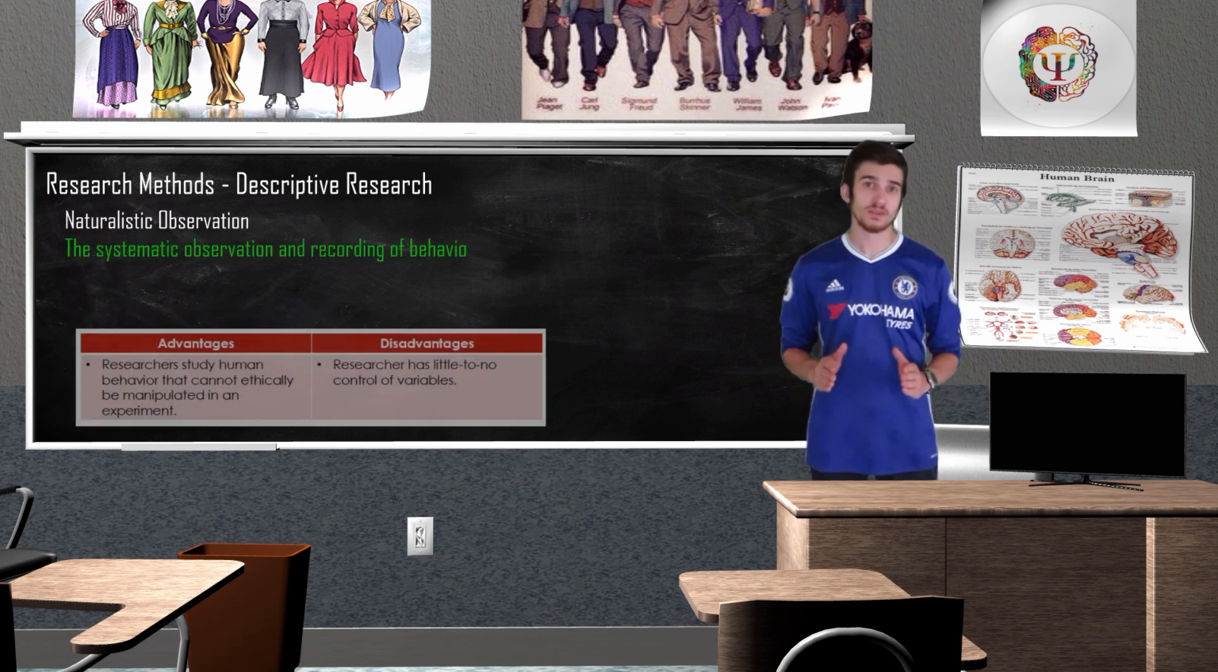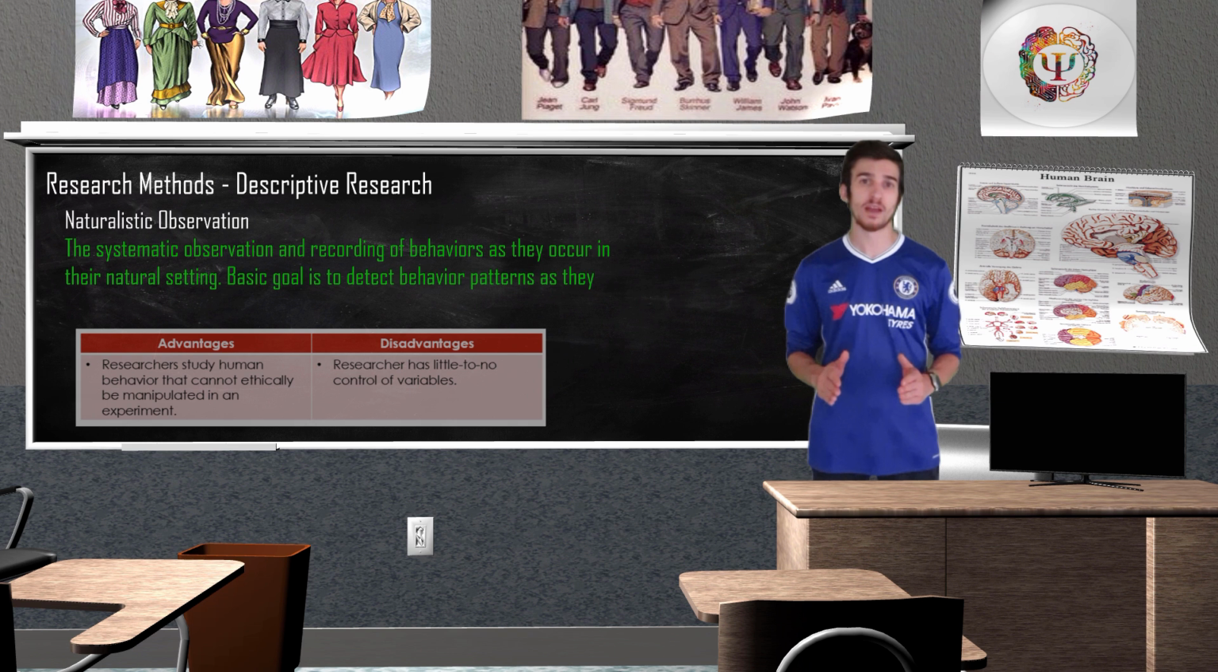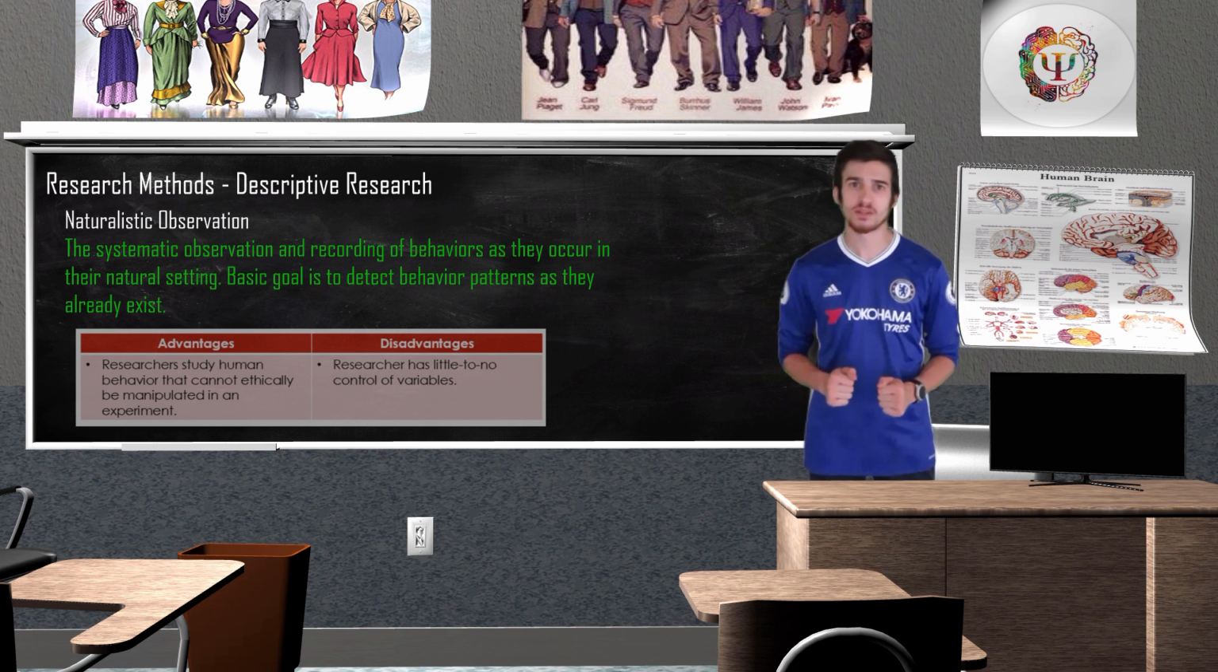Naturalistic observation is going to be the systematic observation and recording of behaviors as they occur in a natural setting. So if a psychologist wanted to study bullying, he or she may go to a school, sit in the back, and just sort of watch as the students interact with one another. In a naturalistic observation, the researcher does not manipulate any variables.